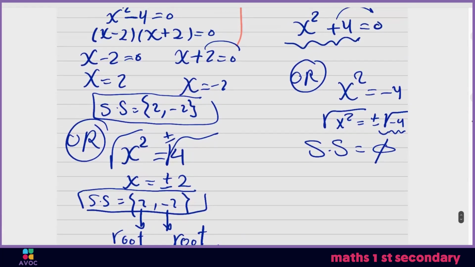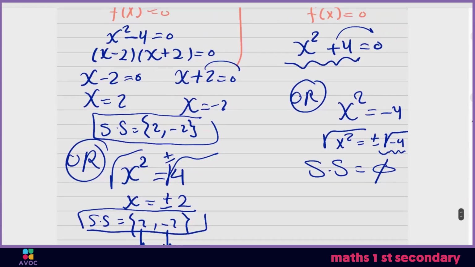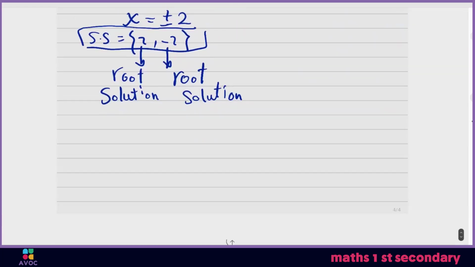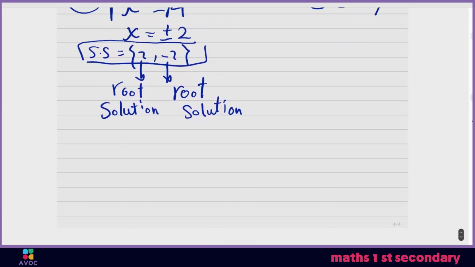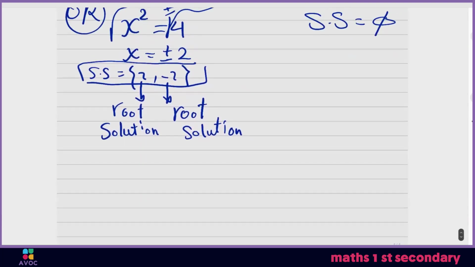If you substitute each x here by 2, it will be 2 power 2 minus 4 equals 0. Also, if you substitute x equals negative 2, it will be negative 2 power 2 minus 4 equals 0. So these numbers are called what? Are called roots or solutions.